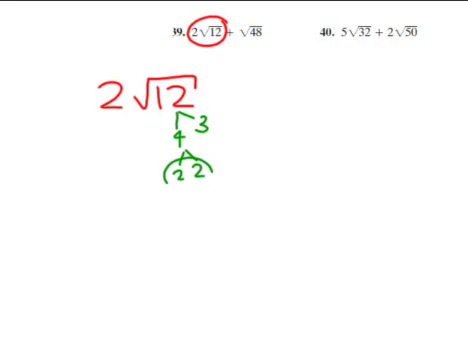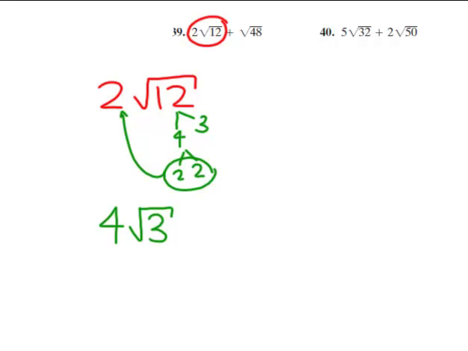So we can take out a group of 2's that we're going to multiply by this 2 here. So I get 4 root 3. 2 root 12 is the exact same thing as 4 root 3. So we didn't change the number, we just changed the way it looked.